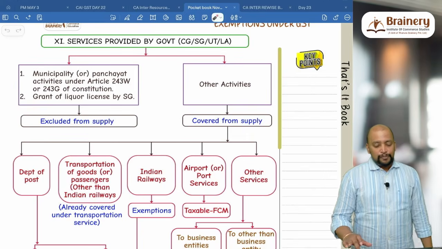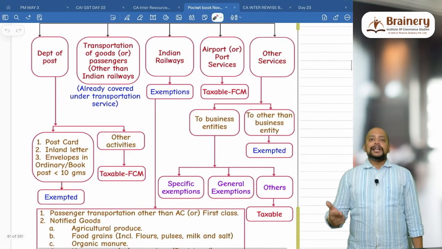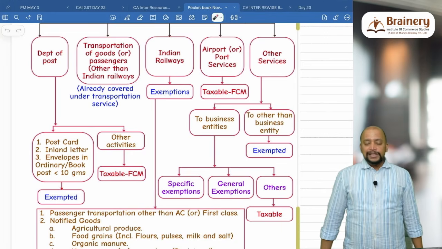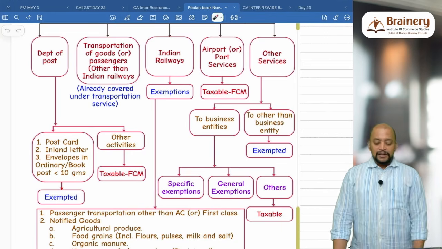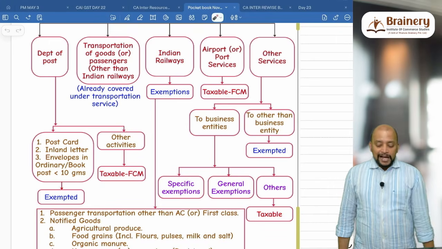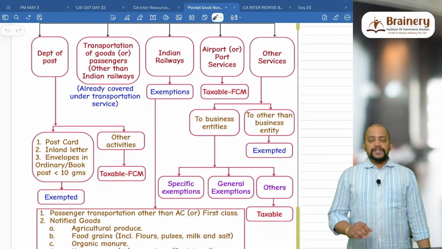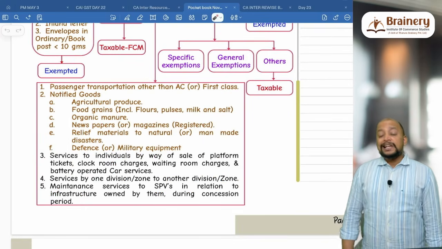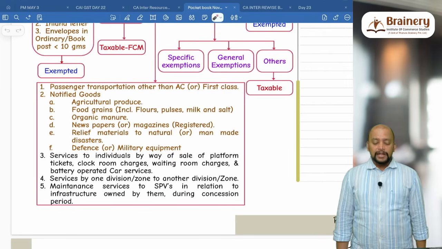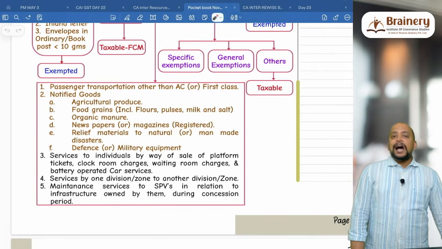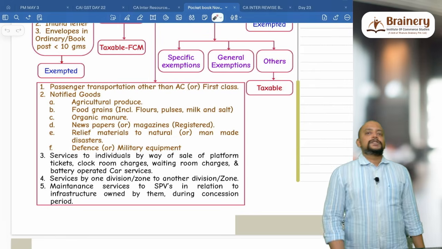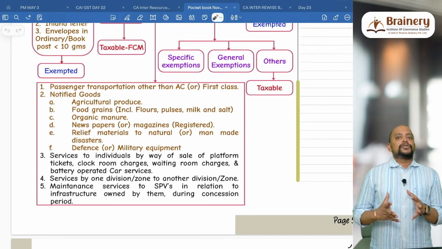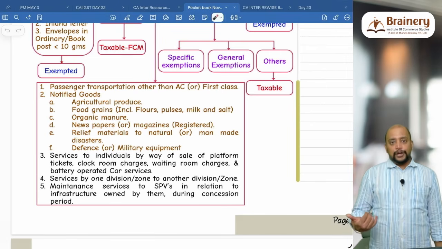In that, for Department of Post, we have only three exemptions: postcard, inland letter, and envelopes less than 10 grams, either ordinary post or book post, that is exempted. In all other cases, it will be taxable. Whereas for transportation, we have a separate chart. And when it comes to Indian Railways, we have a total of 5 exemptions. Number 1, if Indian Railways is providing transportation of passengers in other than first class or AC, that is exempted. Then notified goods transported by Indian Railways: agricultural produce, food grains including flours, pulses, milk and salt, organic manure, newspapers and magazines, relief material for natural and man-made disasters, and defense and military equipment.